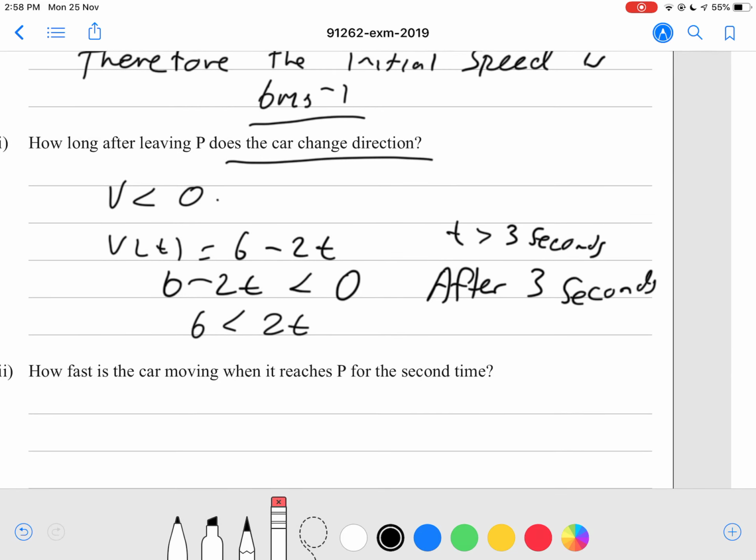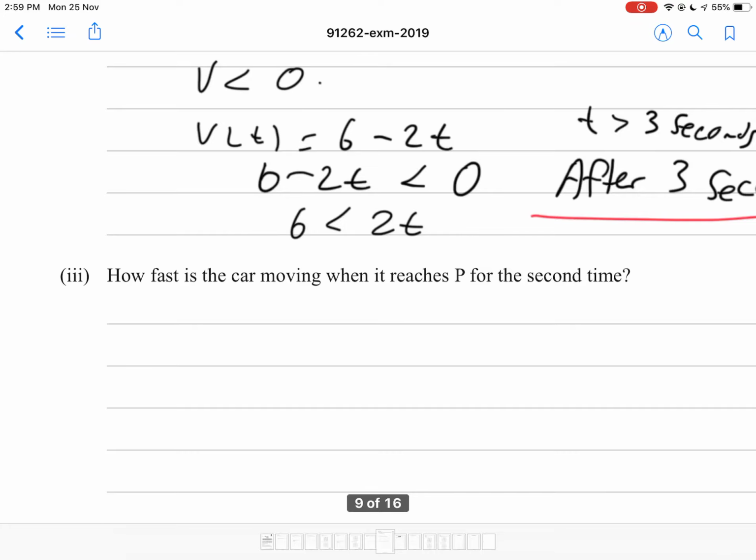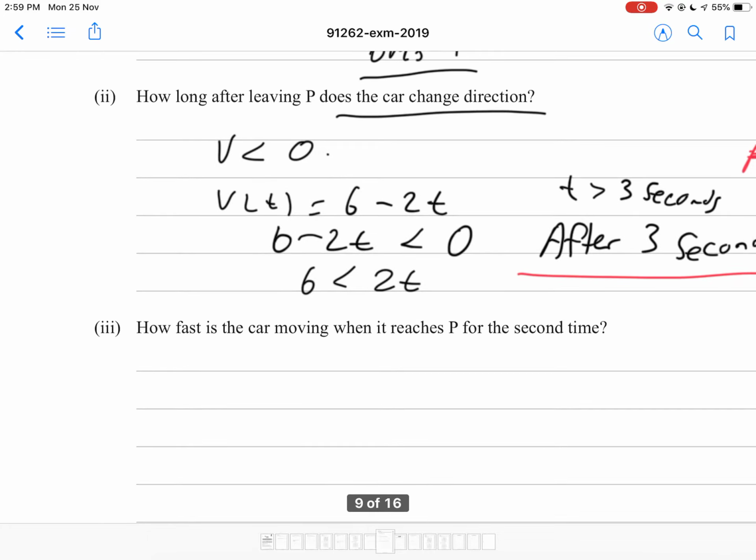Alright, so I'm not too sure on this question. It's either a merit or achieve question, but I'm leaning towards an achieve for finding the time. Yeah, I think this might just be an achieve question as well. How fast is the car moving when it reaches P for a second time? Alright, so we'll have to read the question again.